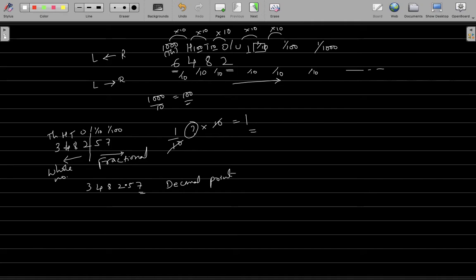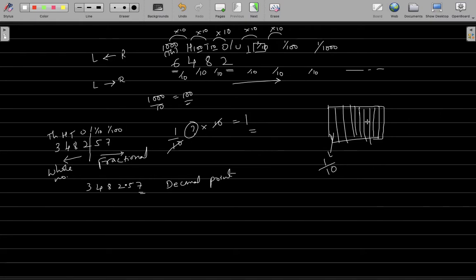You understand? Suppose I have a whole object and I am dividing it into 10 equal parts. 1, 2, 3, 4, 5, 6, 7, say 8, 9, and say this is 10. Now each of these parts, you know, is one part out of 10 parts.